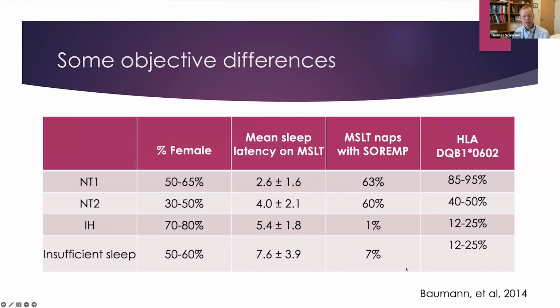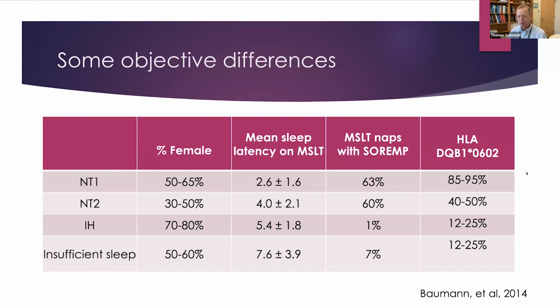Okay, so this is just trying to put some numbers on narcolepsy type 1, type 2, IH, and insufficient sleep, and how they compare in terms of sex differences, sleep latencies, naps with sleep onset REM periods, and this gene that I mentioned that runs with narcolepsy called DQB1*0602. As a general rule, we say that narcolepsy occurs in sort of equal numbers of men and women, but depending on the studies, the numbers are variable. I think IH is somewhat more common in women. Insufficient sleep is pretty equal in both. People with narcolepsy type 1 fall asleep really quickly on the MSLT, an average of 2.6 minutes. NT2 is about 4 minutes, IH about 5 minutes, and insufficient sleep 7 to 8 minutes.